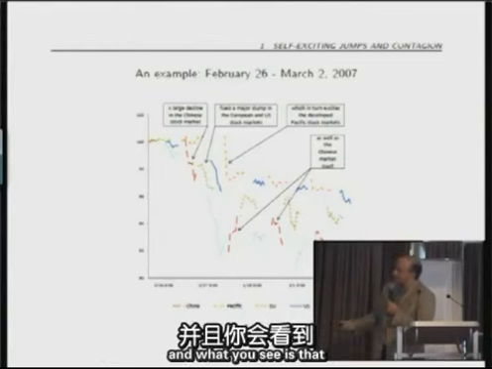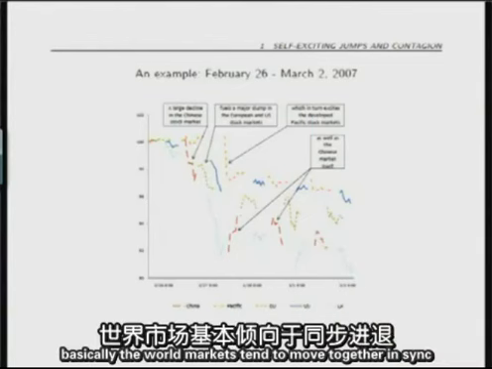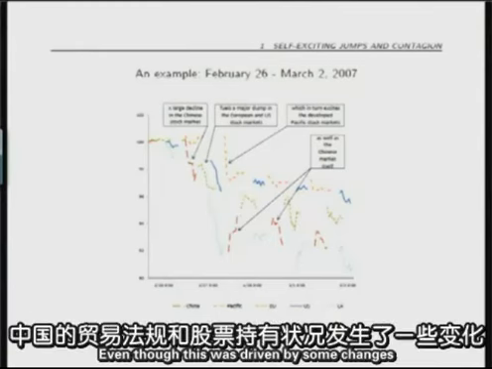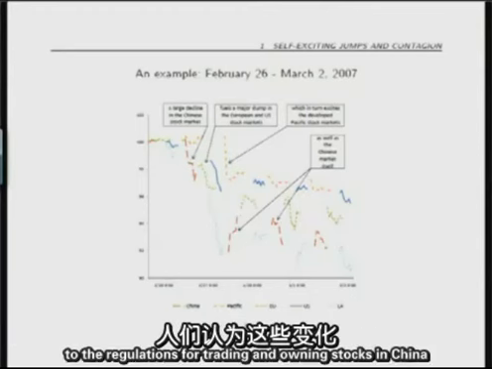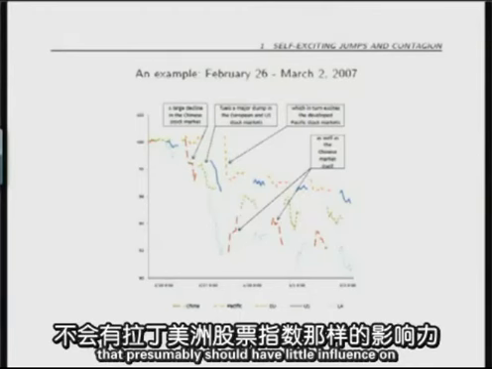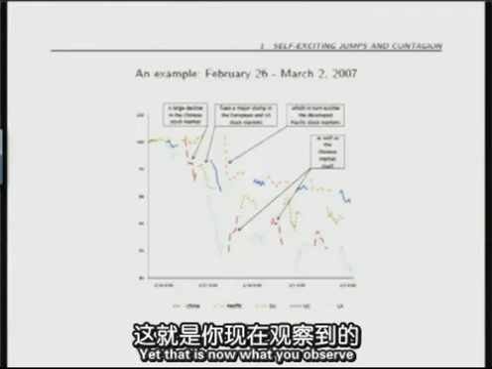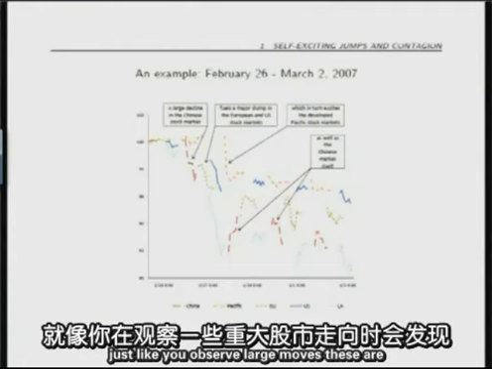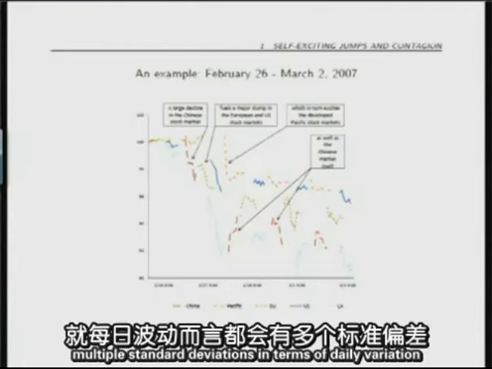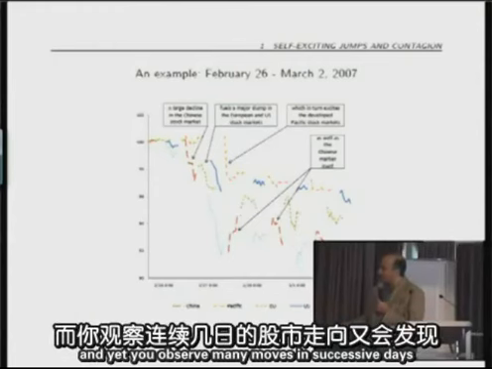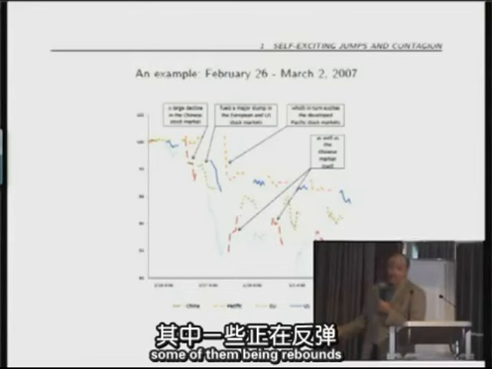And what you see is basically that the world markets tend to move together in sync, even though this was driven by some changes to the regulations for trading and owning stocks in China that presumably should have little influence on what the Latin American equity index does, for instance. And yet that's not what you observe. Just like you observe large moves, these are multiple standard deviations in terms of daily variation, and yet you observe many moves in successive days, some of them being rebounds, by the way.